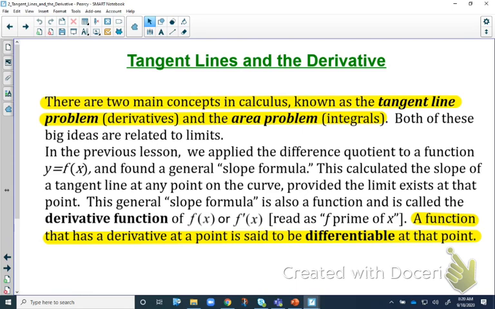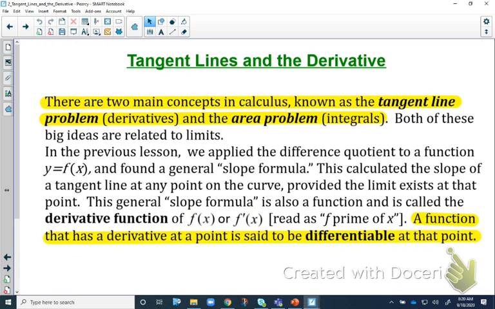And at the bottom here, you're starting to get into the notation where it says f of x or f prime of x. That f prime of x is what we would look at as our notation to indicate the derivative of a function f at some point.